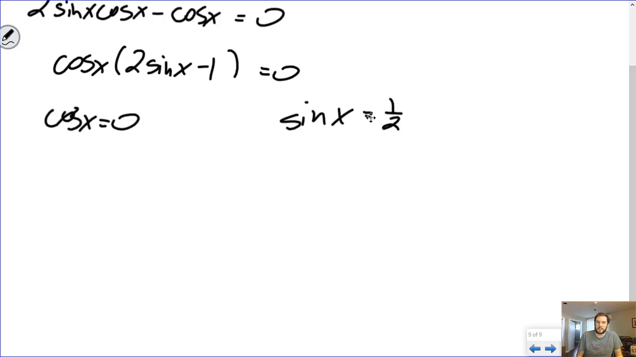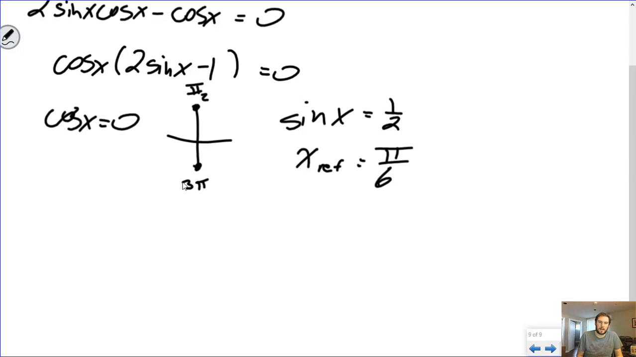So sine x equaling 1/2, that gives me a reference angle of pi over 6, right? Cos x equaling 0, right? So again, when is cos x 0? There's 0 here up at pi over 2, and there's 0 down here at 3 pi over 2, right? So that means x is going to be equal to pi over 2 plus pi n, where n is an element of the integers. And for this one over here, my reference angle is pi over 6.